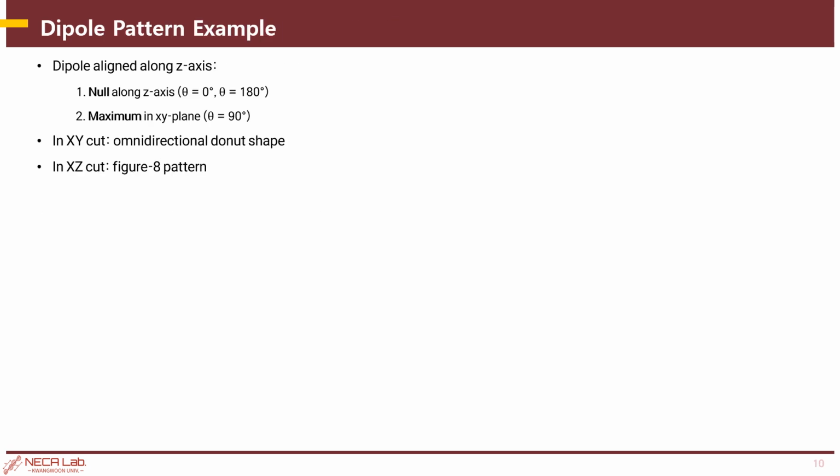Let's look at a classic example, the dipole antenna aligned along the z-axis. This type of antenna has a null along the z-axis, meaning there's no radiation at theta equals 0 degrees and theta equals 180 degrees. The maximum radiation occurs in the xy plane where theta equals 90 degrees. If we take a 2D cut in the xy plane, the radiation looks like a donut shape, omnidirectional. In the xz plane, the pattern forms a figure-eight shape, which is typical for dipoles.